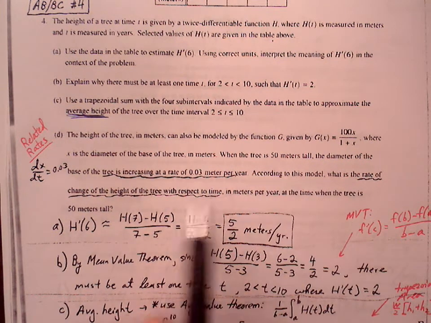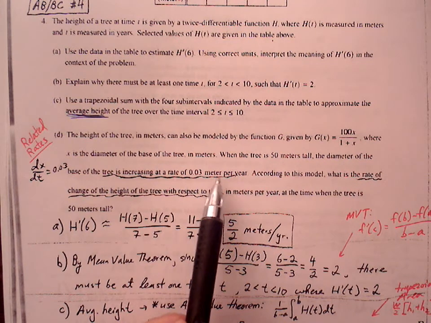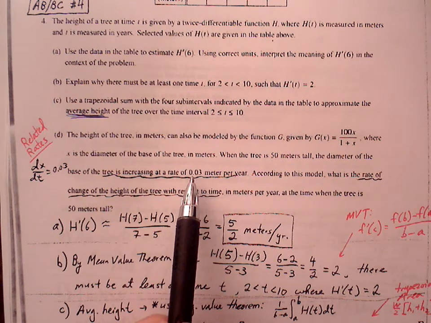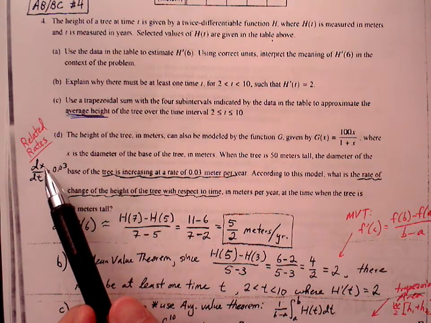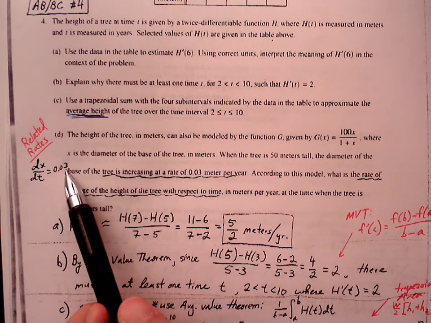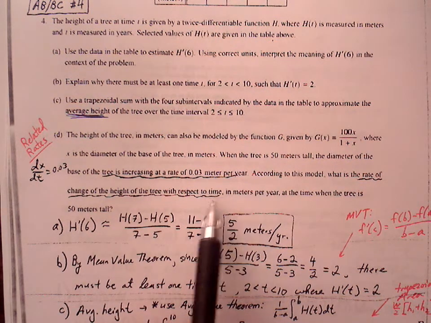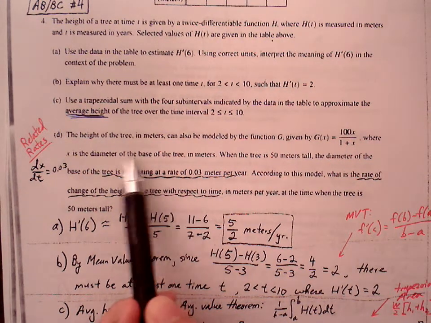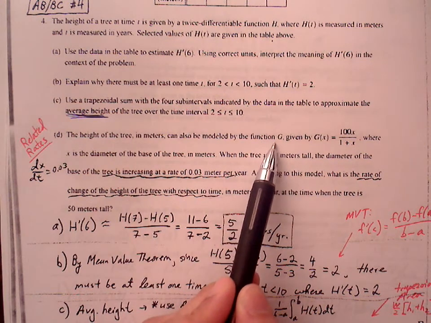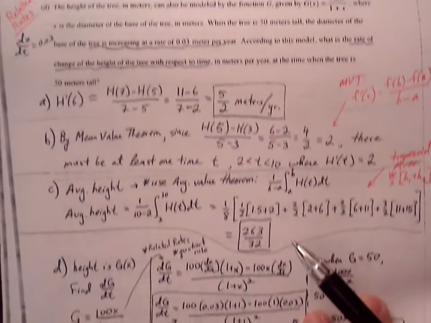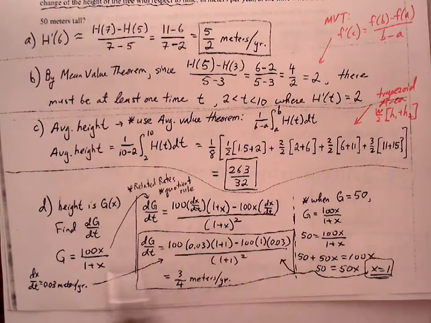So it says the diameter of the base of the tree is increasing at a rate of 0.03 meters per year. So we can do a little bit of information gathering. So we can say dx dt, right? If x is the diameter of the base of the tree, then dx dt must be the rate of change of the diameter, which in this case they tell us is 0.03. According to the model, what is the rate of change of the height of the tree? So we're looking for dg over dt, because the height of the tree is represented for part D as g. So let's look at our g function and work from there.